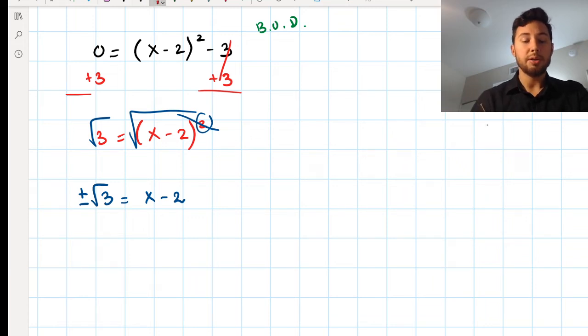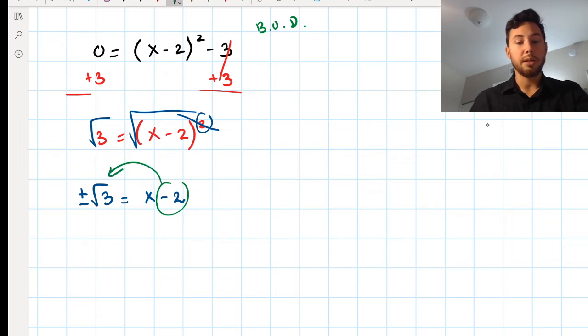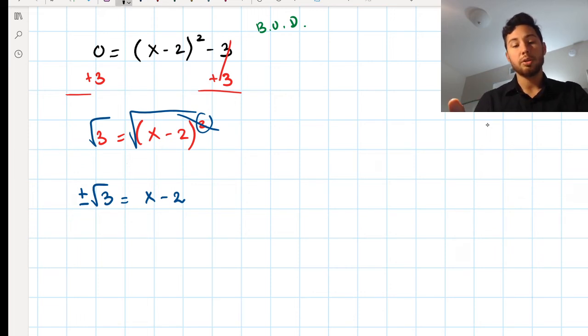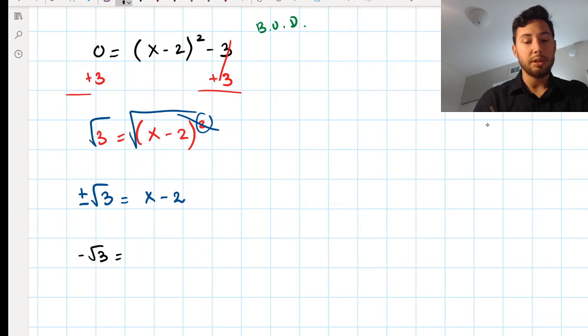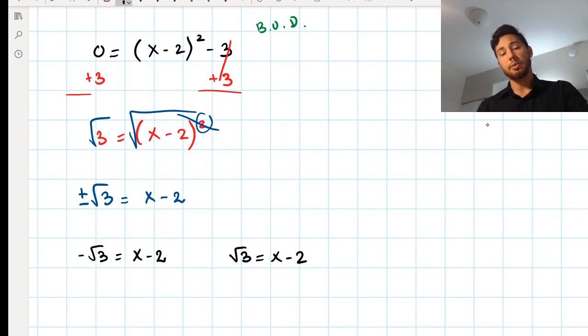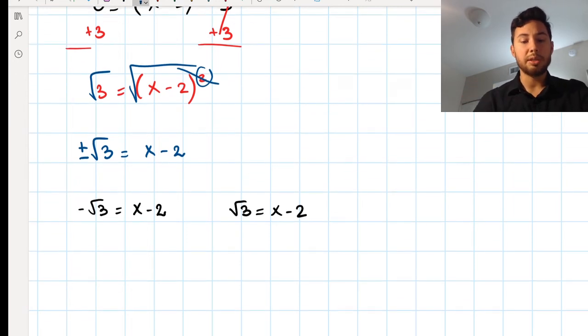And right now when I finish, you're going to see that this is still going to give me 2 answers, because what I need to do now is grab this 2 and put it on the other side. And I did tell you to split this into 2 different equations so that you know that you're getting 2 answers. So one will be negative square root of 3 is equal to x minus 2. And the other one is going to be the positive square root of 3 equals x minus 2. I need to get rid of the 2. So I do opposites. And when I move it to the other side, it becomes positive. So it would be plus 2, plus 2.